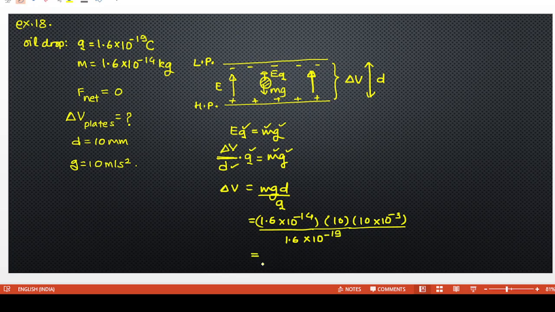1.6 cancels, minus 14 minus 19 plus 5 plus 5 plus 6 plus 7 minus 3, that will be plus 4. 10 raised to 4 volt is the potential difference.